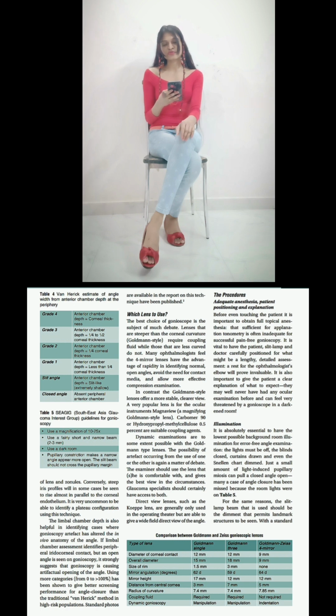Using more categories from 0 to more than 100% has been shown to give better screening performance for angle closure than the traditional Van Herrick method in a high-risk population. In a high-risk population, the percentage method is better for screening purposes than the Van Herrick method. Standard photos are available, and a report on this technique has been published. Now, which lens to use and the procedure of gonioscopy I'll cover tomorrow. Now I'll see the charts and figures.